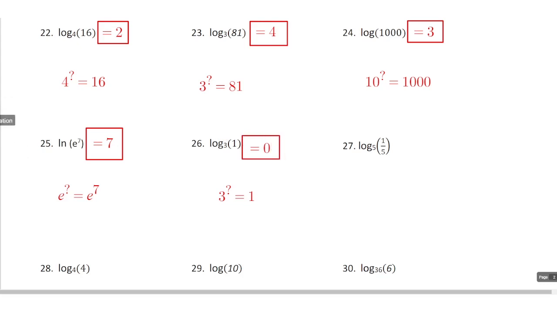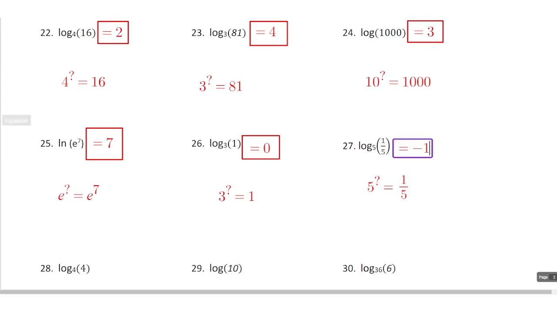5 to what power is 1/5? So this goes back to our last unit when we discussed exponent properties, and we said that whenever you raise something to a negative power, it's equal to 1 over that base with the positive power. So we don't actually see a power here, but it's to the first power. So that means that this thing will equal -1.